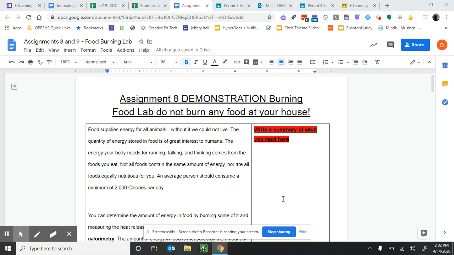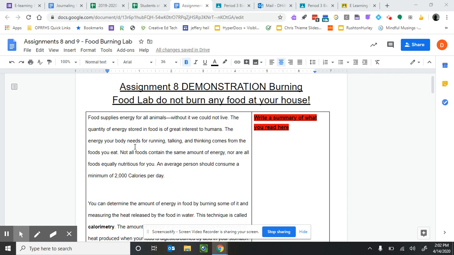All right, today you're going to do assignment 8, and the next level will be assignment 9. So here we go. Assignment 8, demonstration burning food lab. Do not actually burn any food at your house. As always, we'll highlight important information over here, and then we'll write a summary of what we read over here.